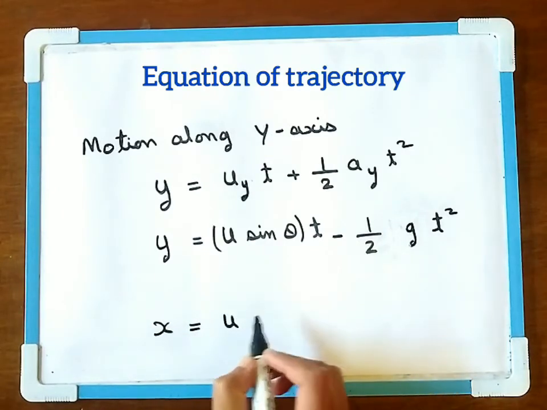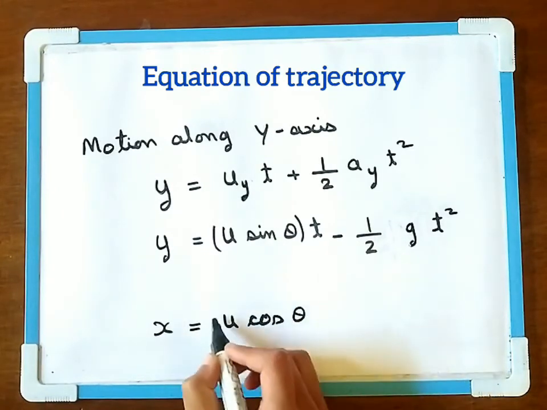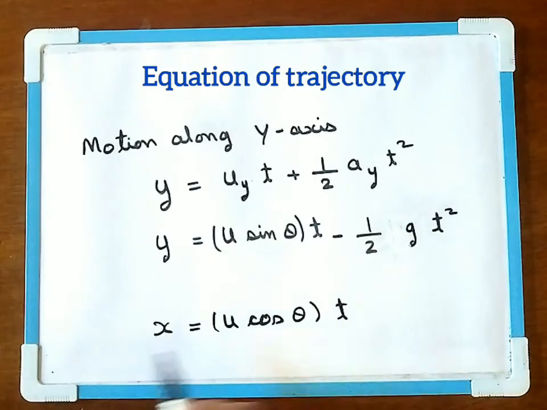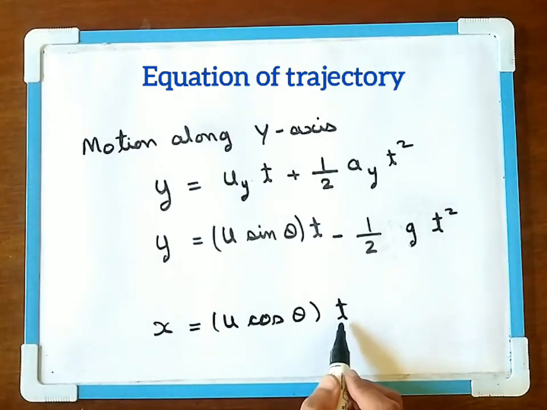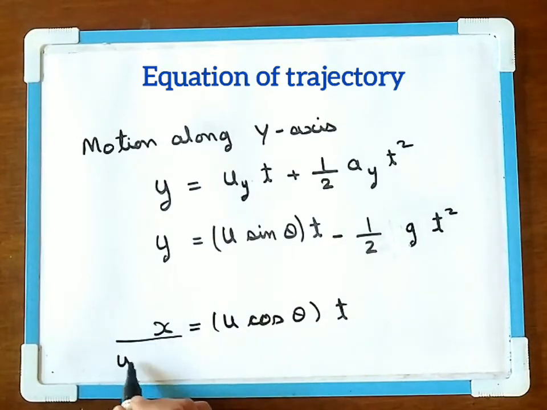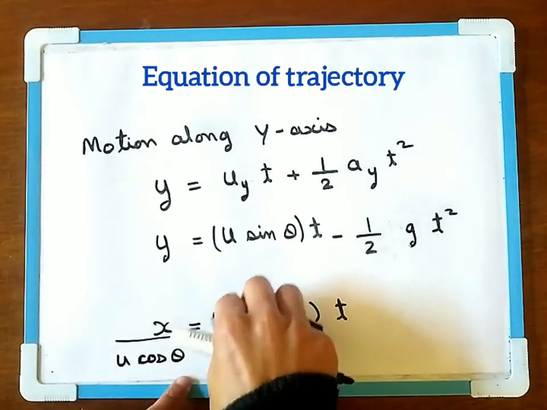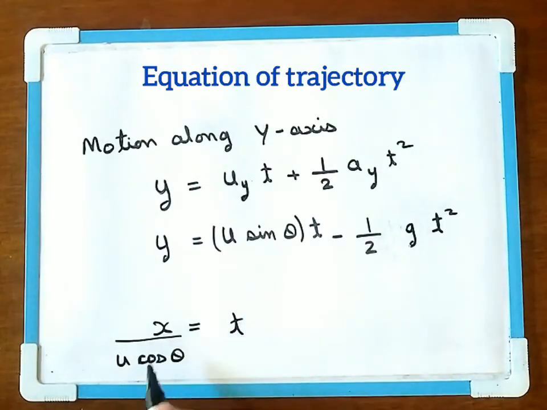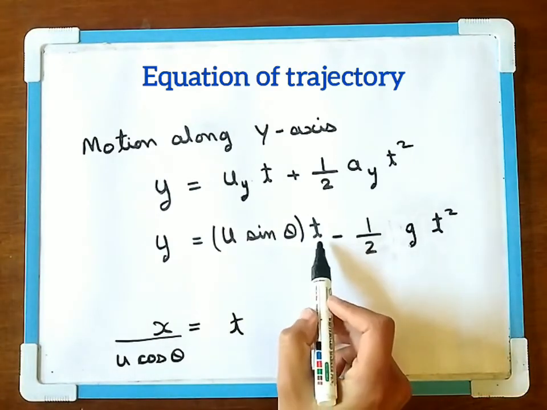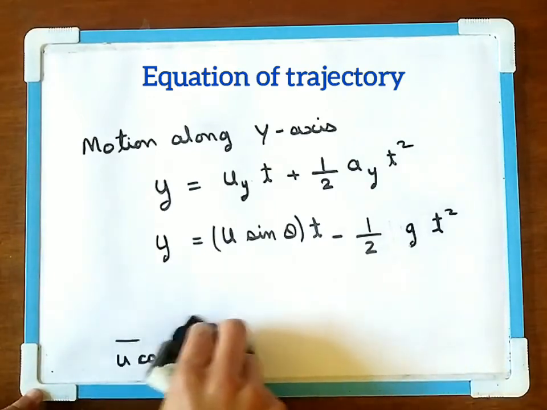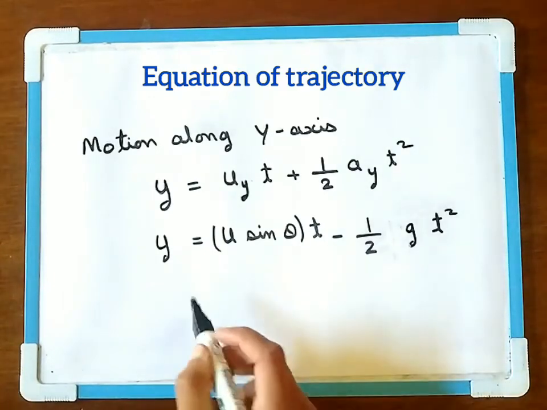x is equal to u cos theta t, isn't it? So from this equation 1, this t will be equal to, if you bring this one here, u cos theta. So here your t will be equal to x by u cos theta. So instead of t here, what will I write? This one, x by u cos theta. So I'll put this x divided by u cos theta in this equation.